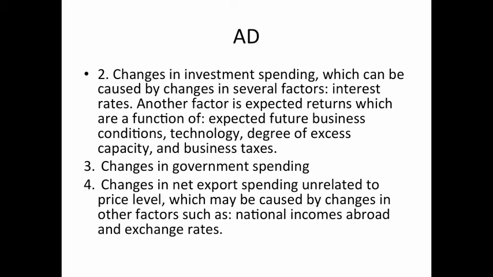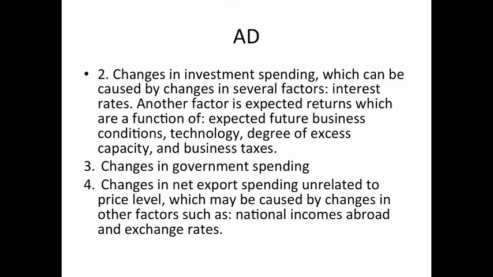Changes in government spending, G, again for the same reason. It doesn't matter which of the 4 levels of spending are changing. If they change, the aggregate demand curve will shift. So if we see an increase in G, the aggregate demand curve will shift to the right. A decrease in G, aggregate demand curve will shift to the left.